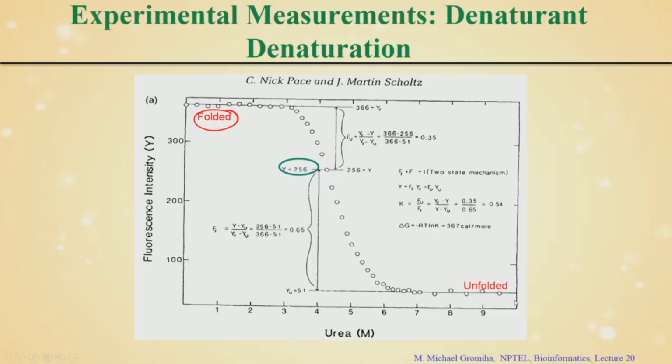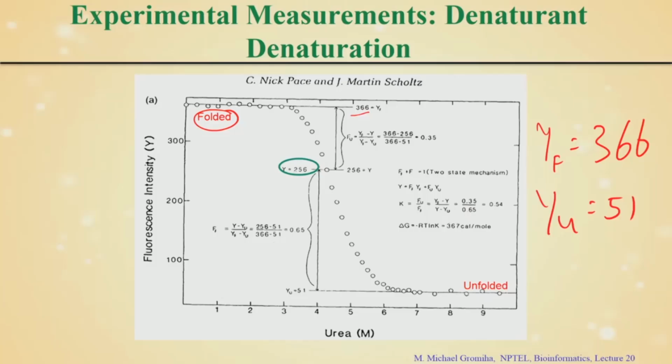In the folded state, the intensity is 366, called YF, equal to 366, and in the unfolded state, YU is equal to 51. Then using this graph for different concentrations and fluorescence intensity values, it is possible to derive the value for delta G at any point. For example, if you take this point, in this case Y equal to 256, then what is the contribution from the folded state and what is the contribution from the unfolded state?